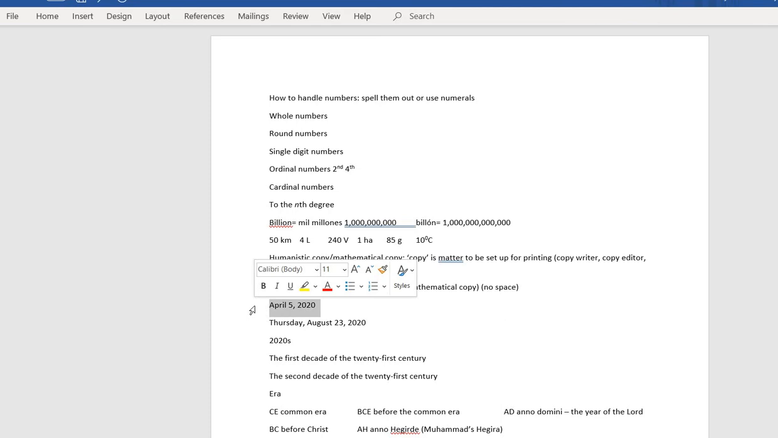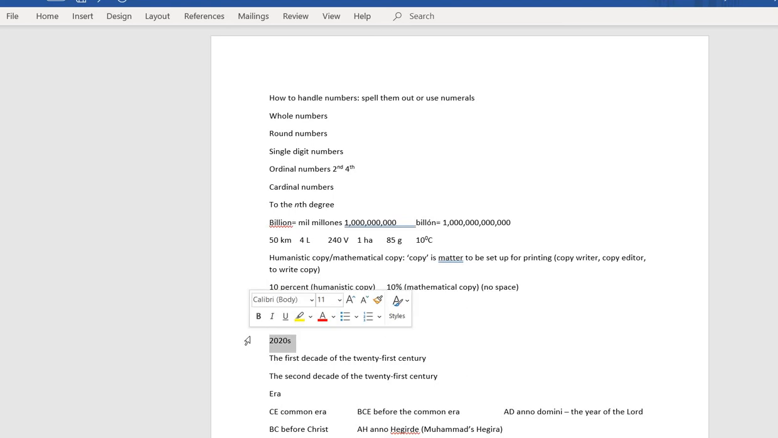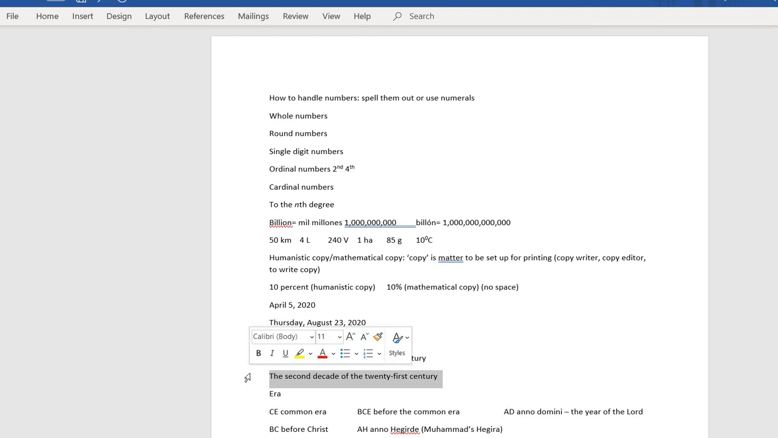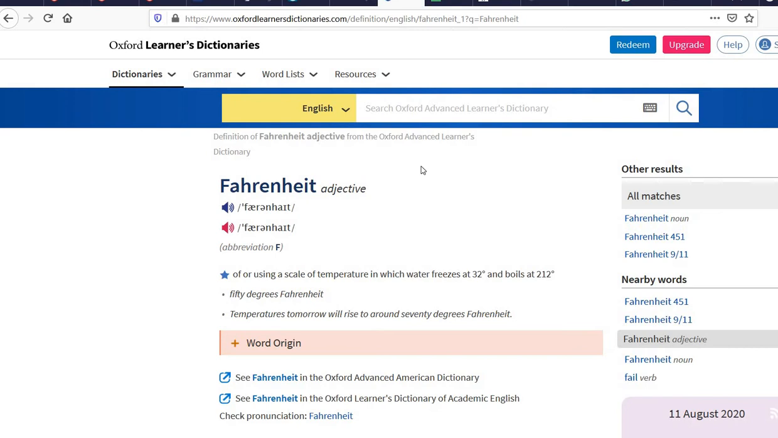As regards dates, this is the most standard way of providing a date, April 5, 2020, Thursday, August 23rd, 2020. The 2020s, right, the decades, no apostrophe, because this is just a plural, not a genitive. And usually we speak about the first decade of the 21st century or the second decade of the 21st century, not the 10s or the 20s, right? Now, as regards this word era, well, I wanted you to see, well, we can see Fahrenheit. I wanted you to see the spelling and the pronunciation, Fahrenheit, right? 50 degrees Fahrenheit, that's what we say.